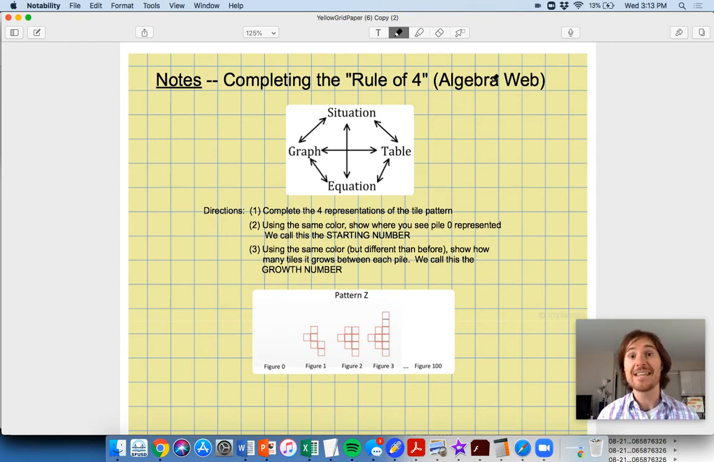And this is also known as the algebra web. A lot of words get thrown around. Some are more important than others. I would say rule of 4, kind of important. Algebra web, kind of important. But you mostly just keep an eye out for it in the future.